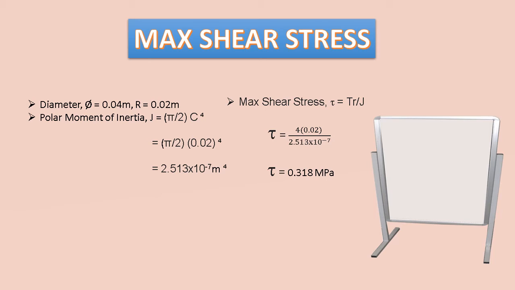After that, we use the formula of maximum shear stress, which is torque times radius divided by J, the polar moment, and then we substitute the value. We get 4 times 0.02 divided by 2.513 times 10 to the power of negative 7, and we get the maximum shear stress equals 0.318 megapascal.